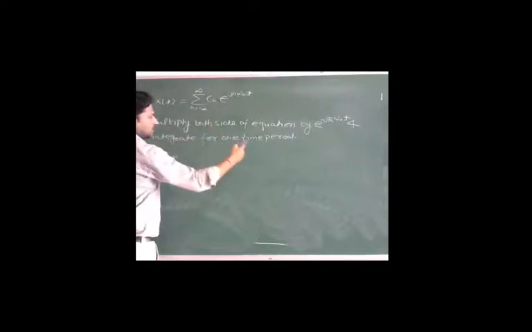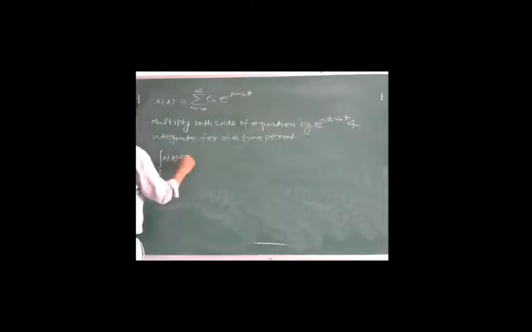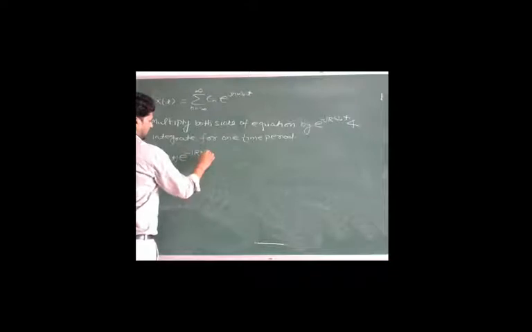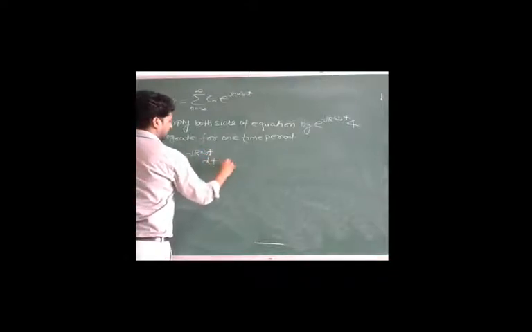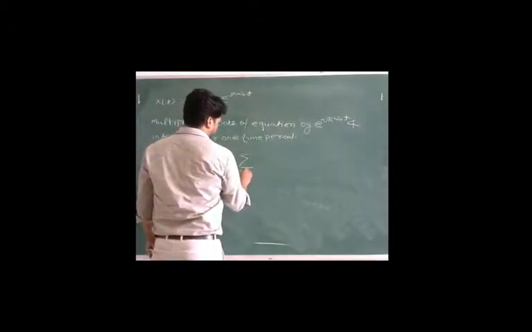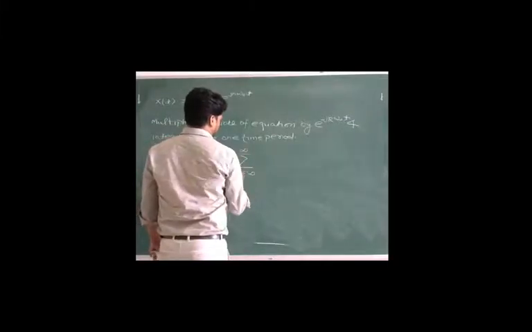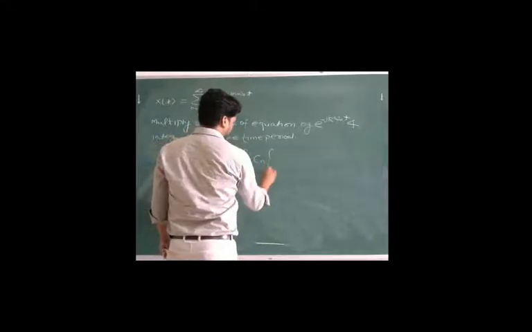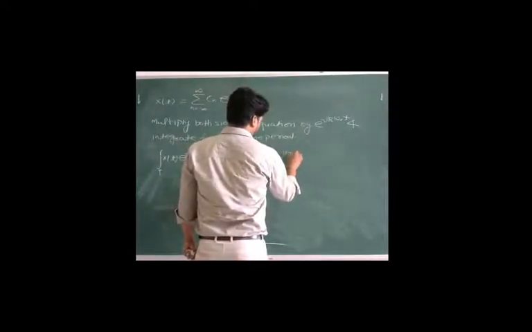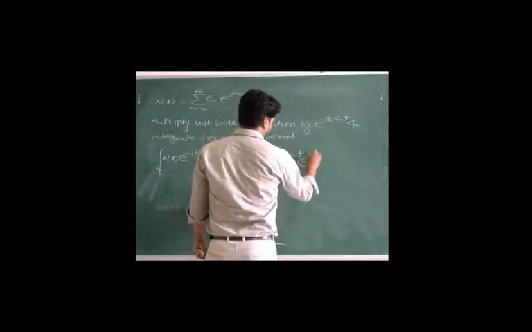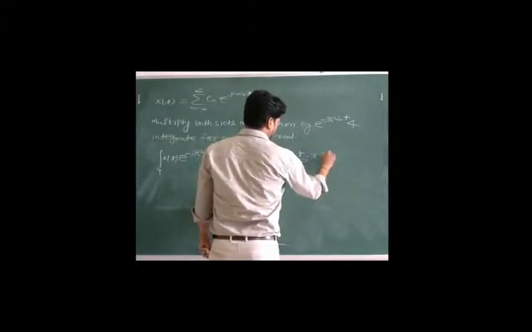So if we integrate, it will become the integration over one time period of x(t) multiplied by e^(-j k omega naught t) dt, which is equal to sigma n from minus infinity to plus infinity of C_n, integration over one time period of e^(j n omega naught t) into e^(-j k omega naught t) dt.